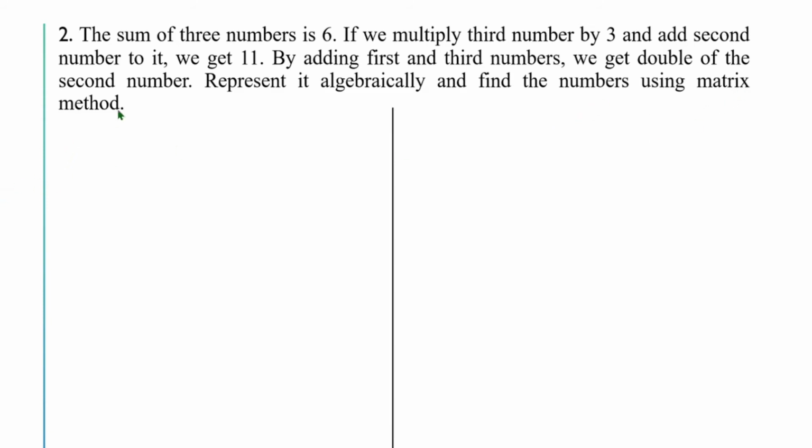So here it is given there are three numbers. Let us take the three numbers as x, y and z. The sum of those three numbers is 6, and if we multiply the third number by 3 and add second number to it, we get 11. Then by adding first and third numbers, we get double of the second number. So first we have to represent this algebraically and then find the numbers using matrix method. So let us write the equations.